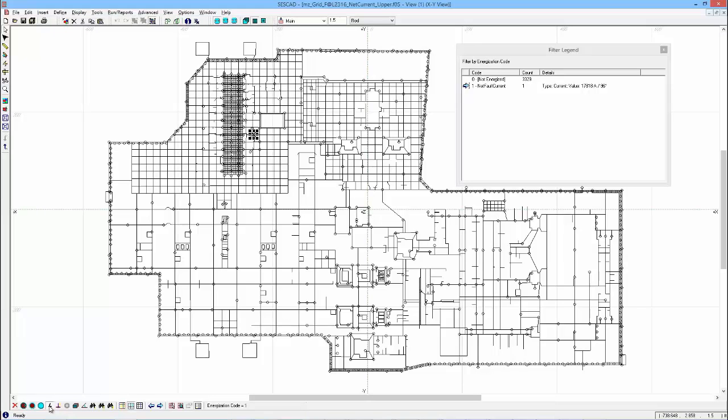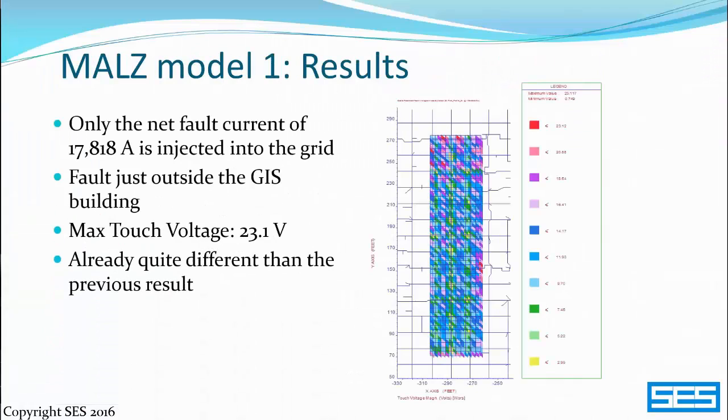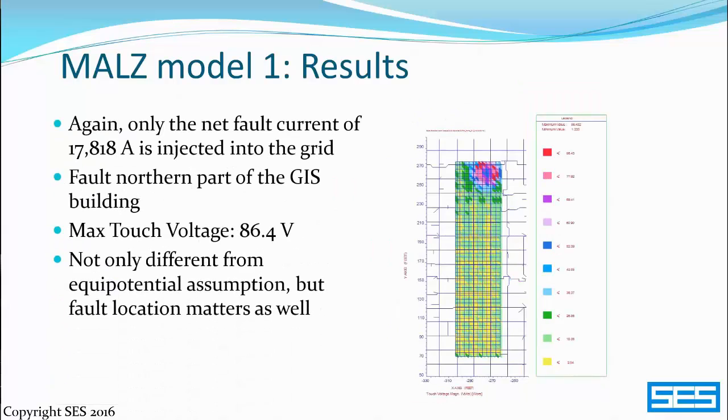Let's take a look at the computation results. So injecting only the net fault current just outside the GIS building, the maximum touch voltage is 23.1 volts, which is already quite different than the previous result. Faulting inside the GIS building gives yet a different result of 86.4 volts. So now not only is it different from the equipotential assumption, but the fault location matters as well.